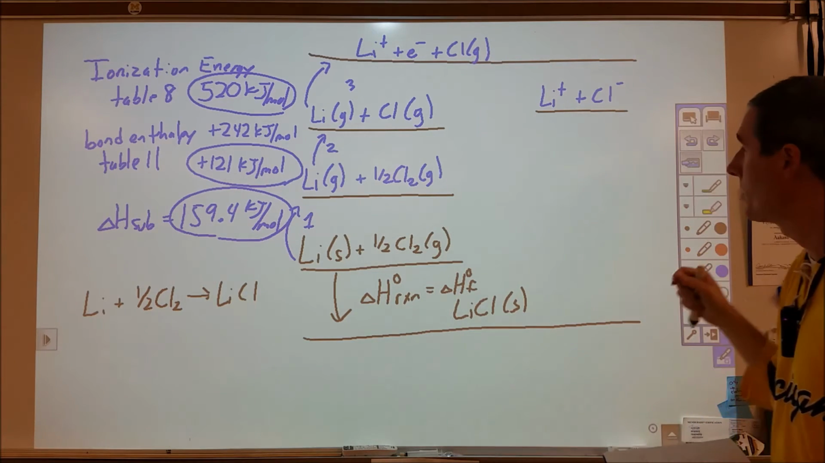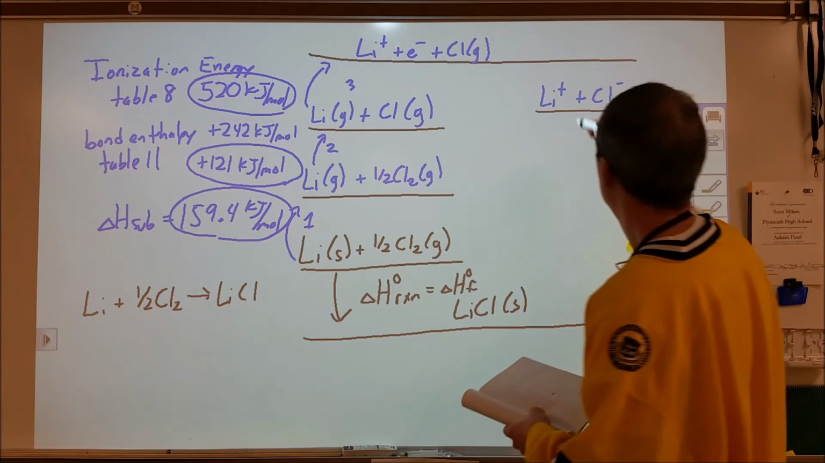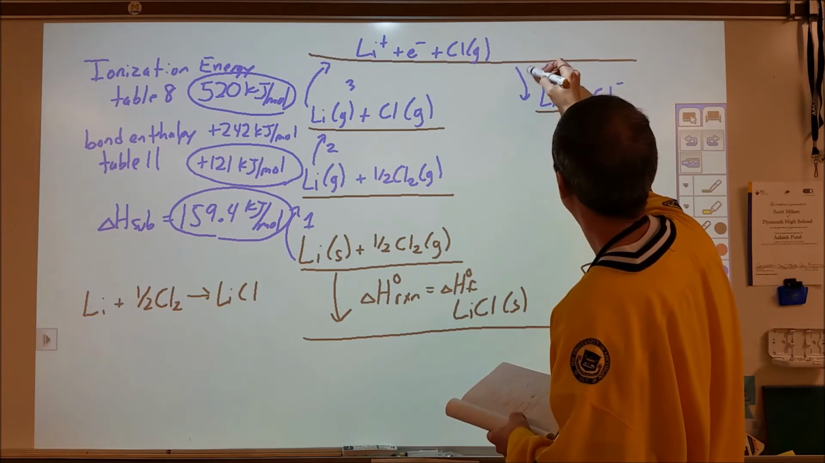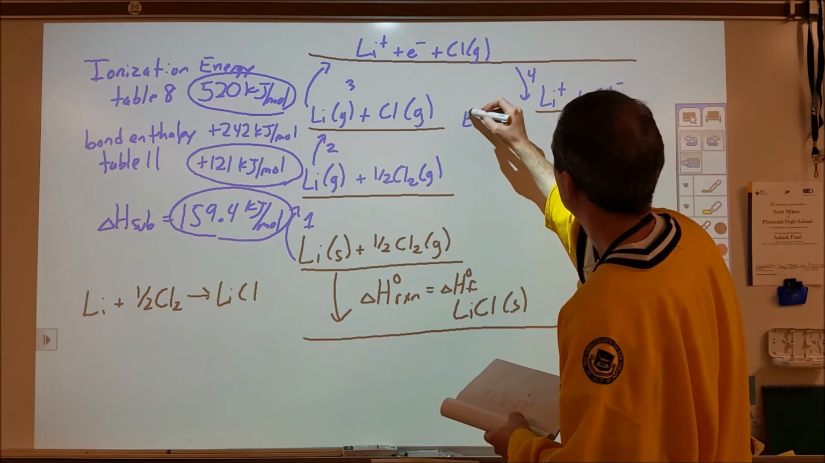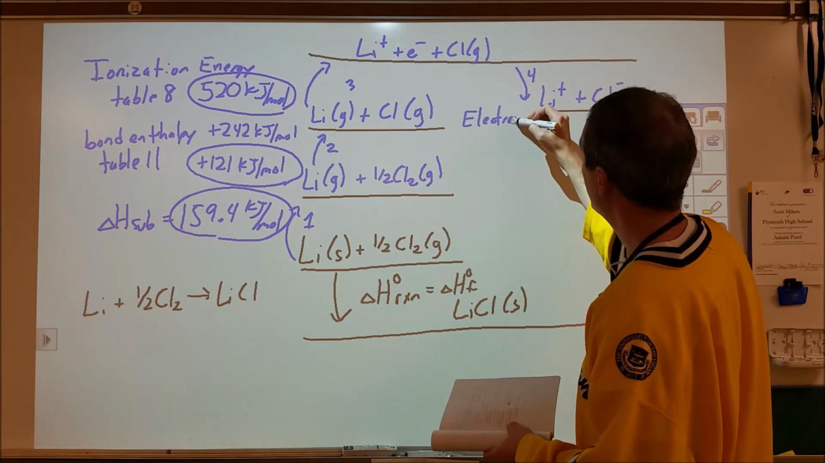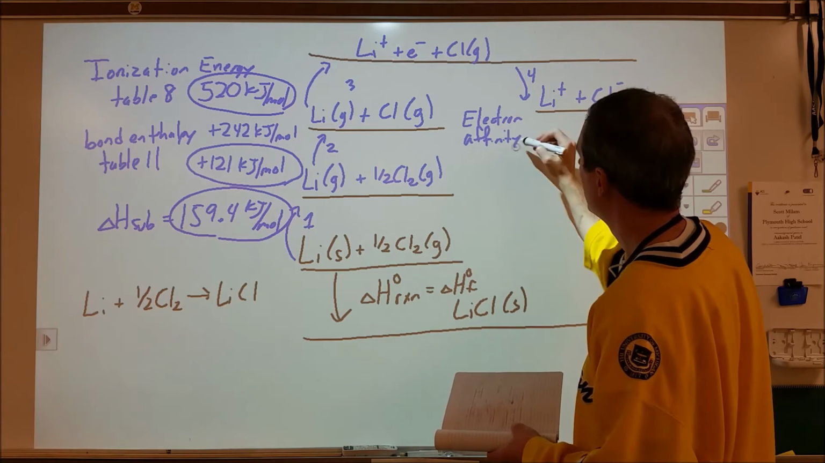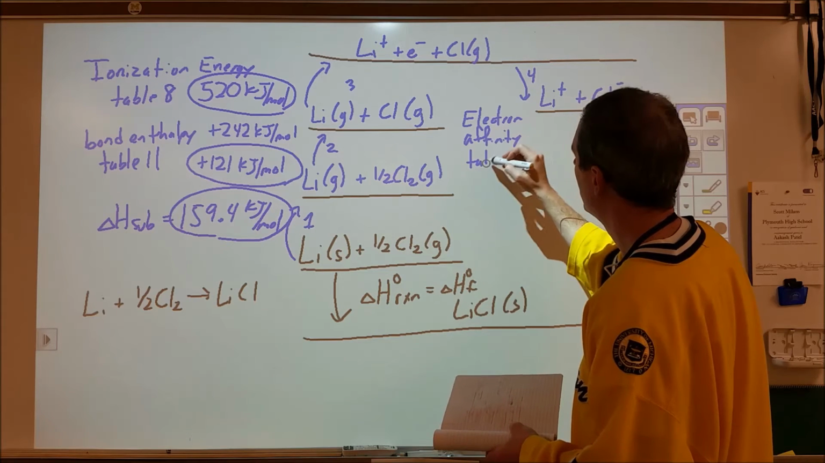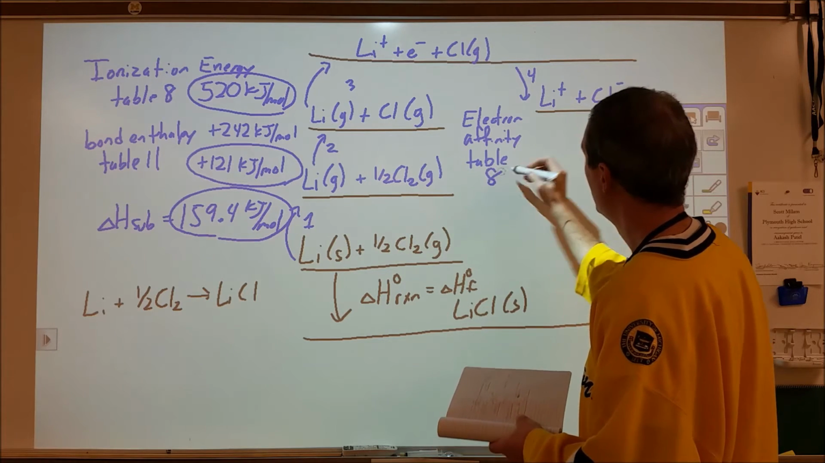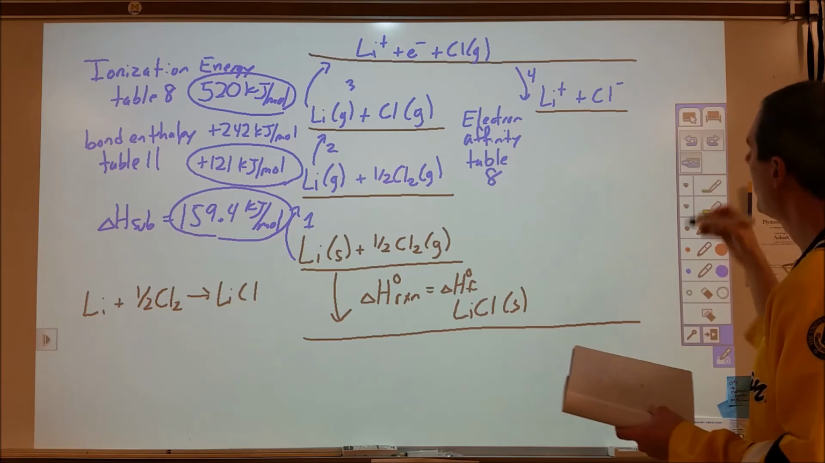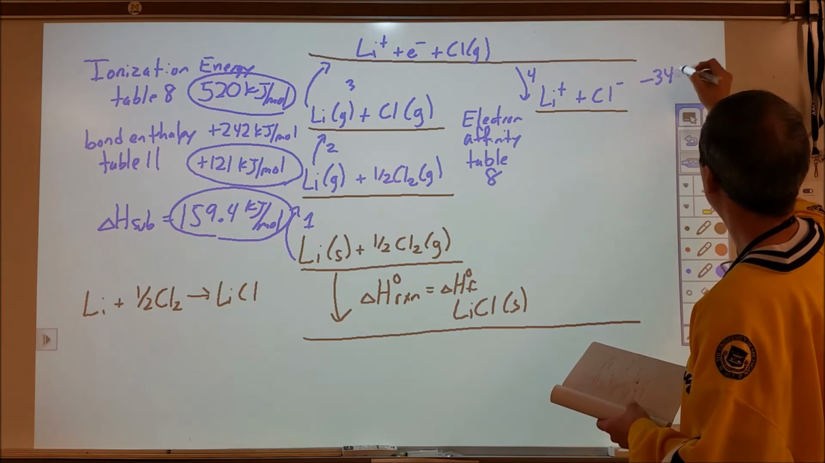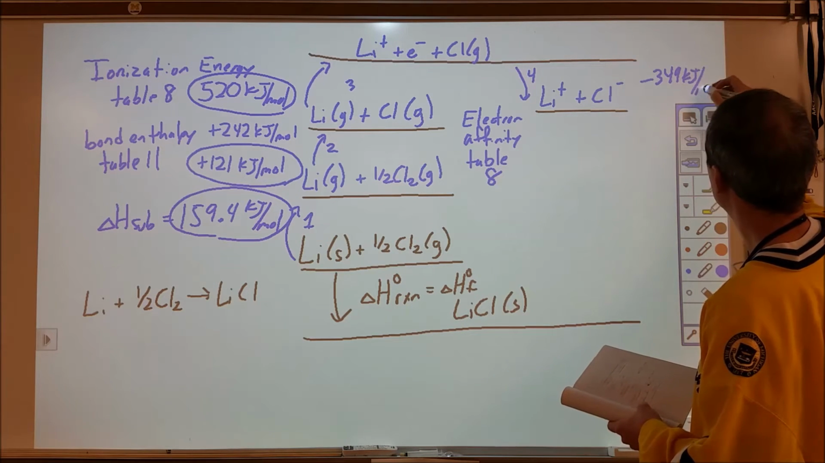The fourth thing we need to tabulate is how much energy it takes to add an electron to chlorine, and that's actually an exothermic process, but that is our electron affinity, which is also in table 8, like the ionization energy. So when I looked up this particular value, it was a negative 349 kilojoules per mole.